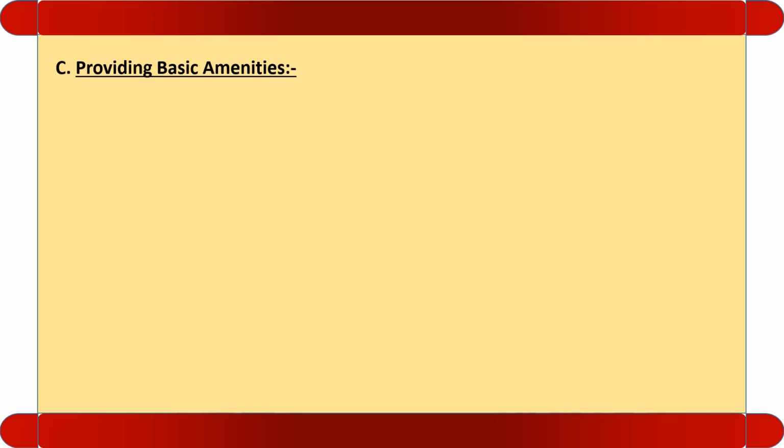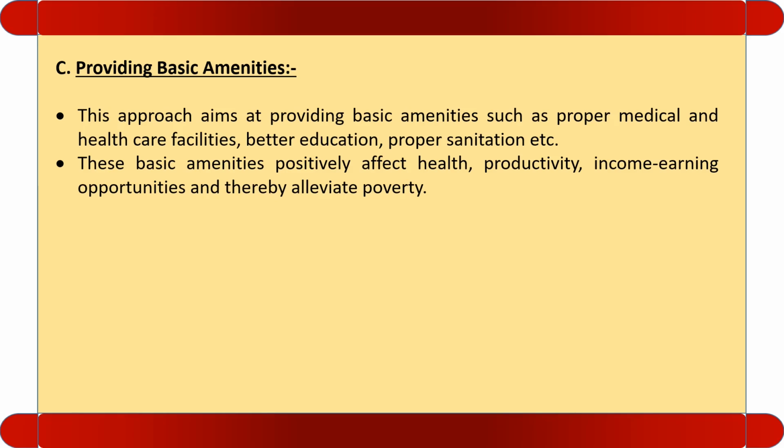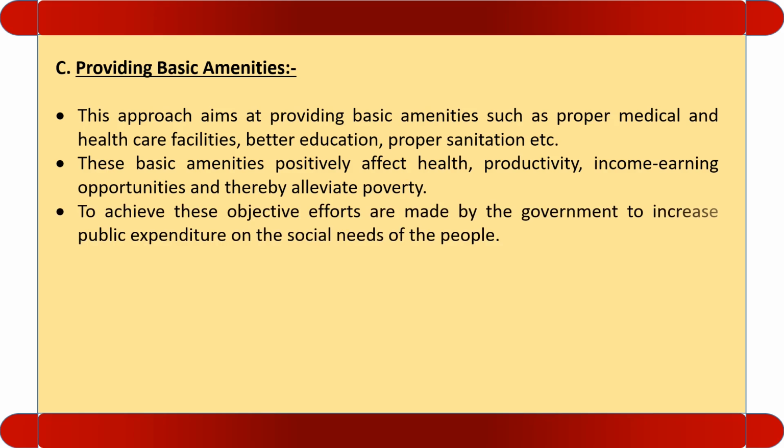Let us see the third approach, that is providing basic amenities. This approach aims at providing basic amenities such as proper medical and healthcare facilities, better education, proper sanitation, etc. These basic amenities positively affect health, productivity, income earning opportunities, and thereby alleviate poverty. To achieve these objectives, efforts were made by the government to increase public expenditure on the social needs of the people.